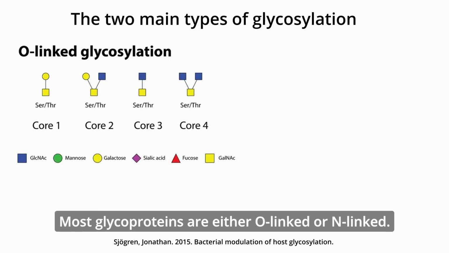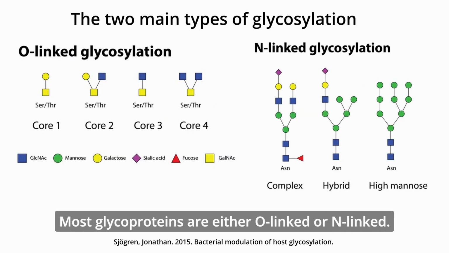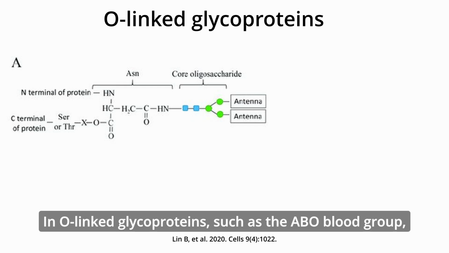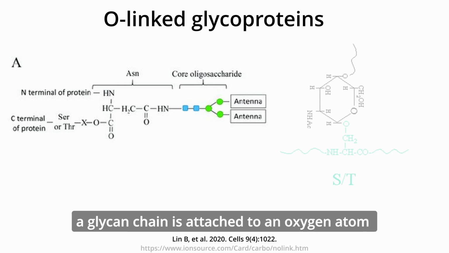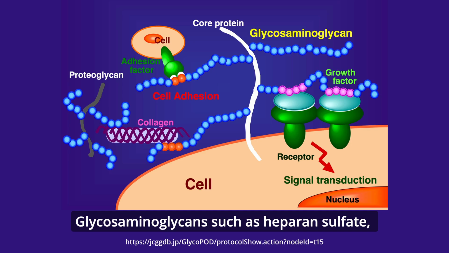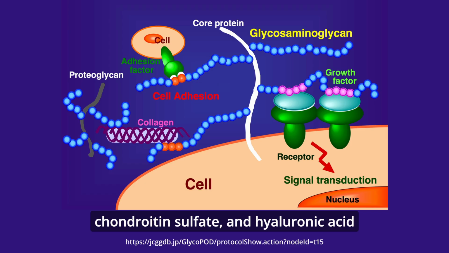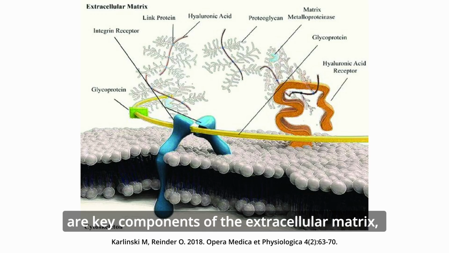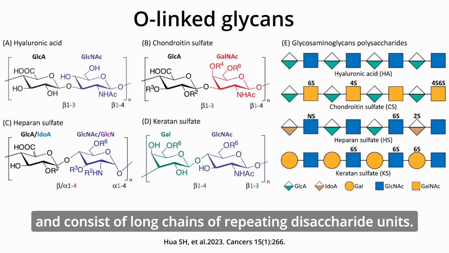Most glycoproteins are either O-linked or N-linked. In O-linked glycoproteins, such as the ABO blood group, a glycan chain is attached to an oxygen atom in either a serine or a threonine residue. Glycosaminoglycans, such as heparin sulfate, chondroitin sulfate, and hyaluronic acid, are key components of the extracellular matrix and consist of long chains of repeating disaccharide units.